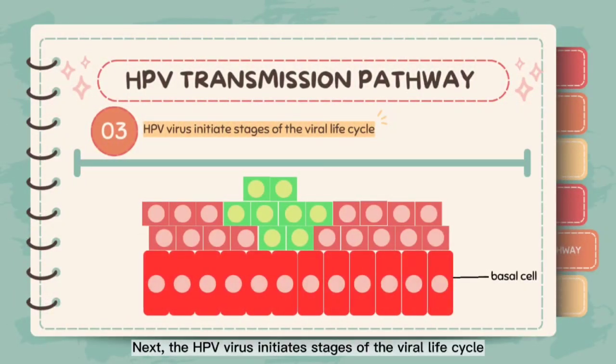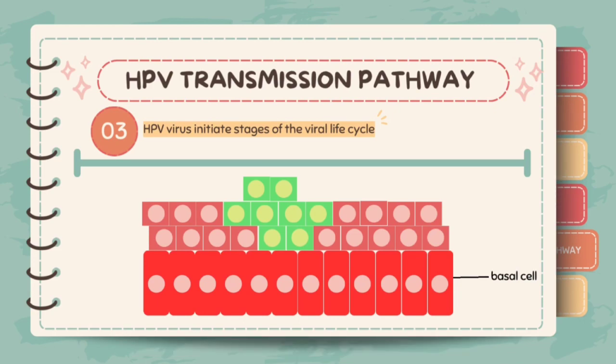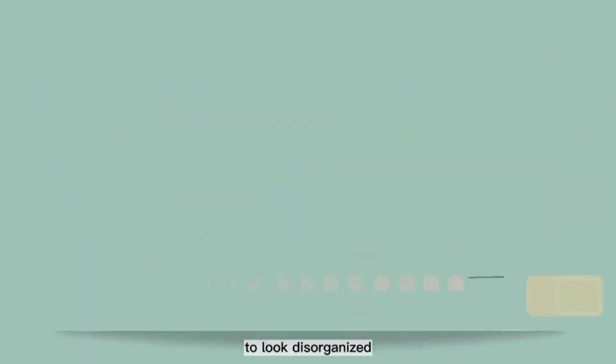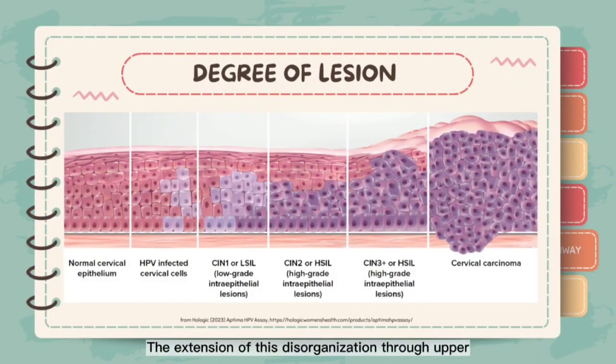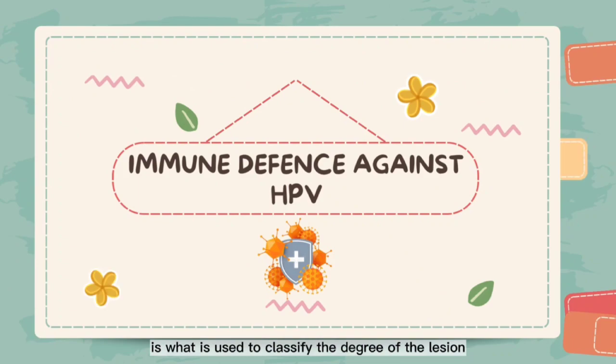Next, the HPV virus initiates stages of the viral life cycle. This includes reactivating cell replication to produce multiple copies of viral DNA. Accumulation of cells disrupts the structural appearance of the epithelial tissue to look disorganized. The extension of this disorganization through upper layers and to the surface of the epithelium is what is used to classify the degree of the lesion.